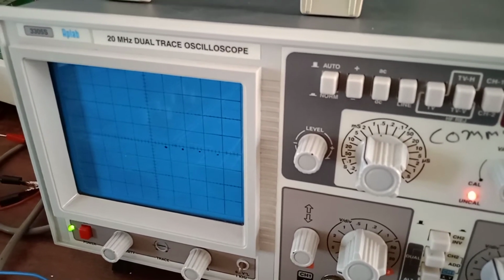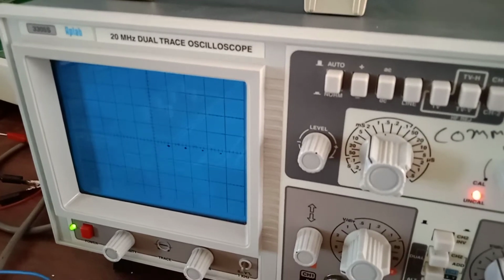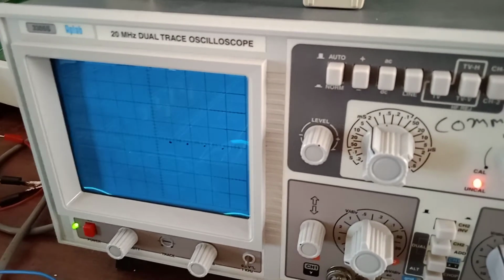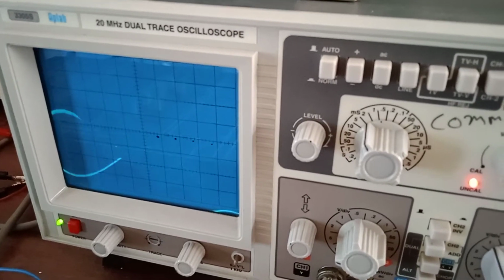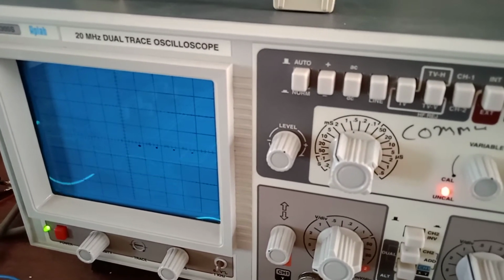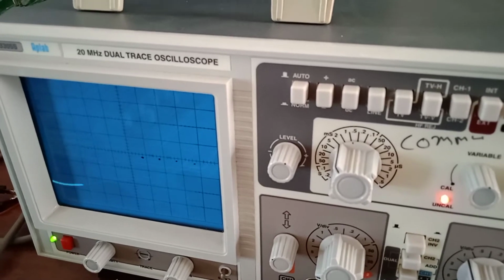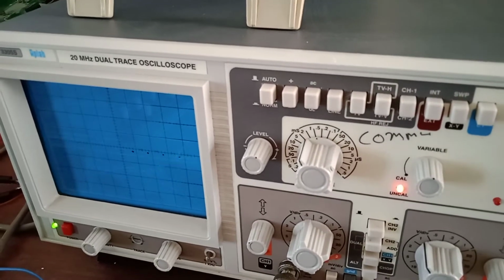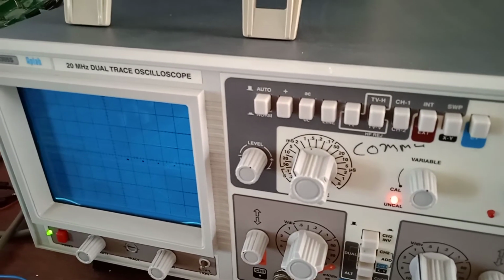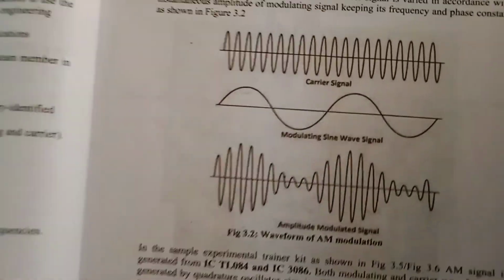Now if I exceed the amplitude of the modulating signal, the AM signal becomes an over modulated waveform. So this is the third case. These three cases are what we have to verify in this practical: under modulation, proper modulation, and over modulation. So thank you for understanding this concept.